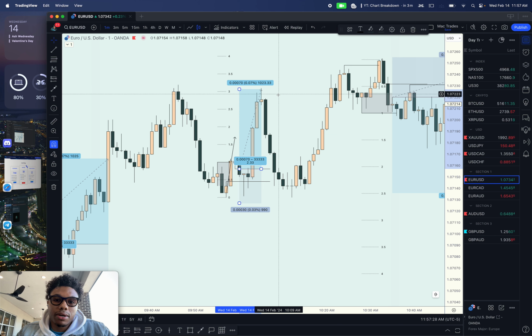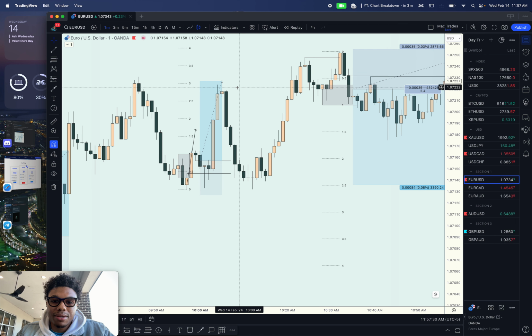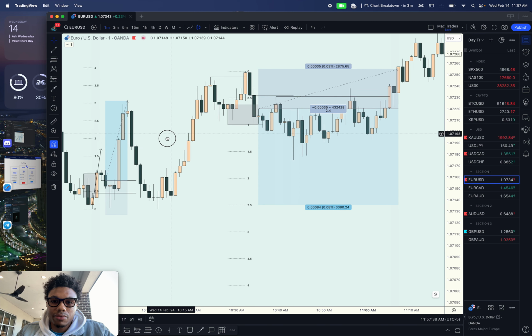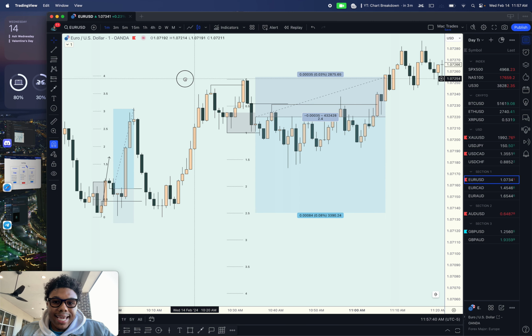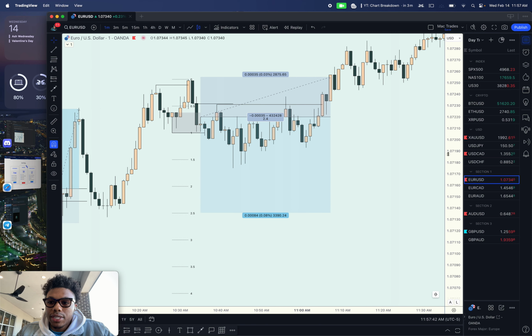So 7 pips here for about 2.33% return on investment. Not bad at all. It took the trade 1, 2, 3, 4, 5, 6 minutes to hit our target for about 2.33% return. Third trade of the day, we took a loss, minus 1%.